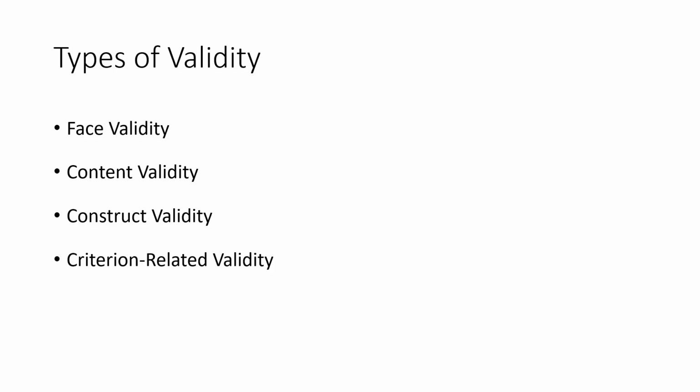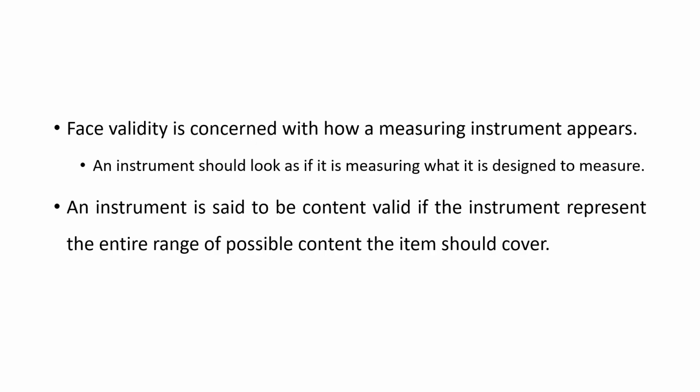Types of validity. What are the types of validity? The ones we look at are face validity, content validity, construct validity, and criterion related validity. Face validity is concerned with how a measuring instrument appears. Is it looking the way it should look? If it's called a questionnaire, you ensure that it's looking like a questionnaire. If it's a test, you must ensure it's wearing the features of a test and not otherwise. So that's face validity.